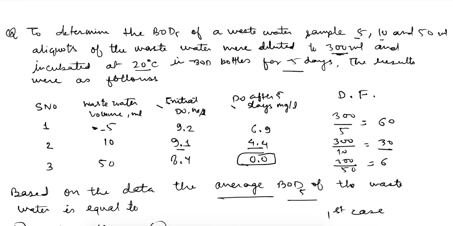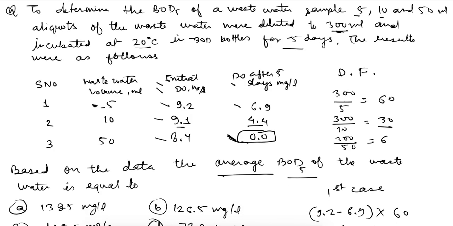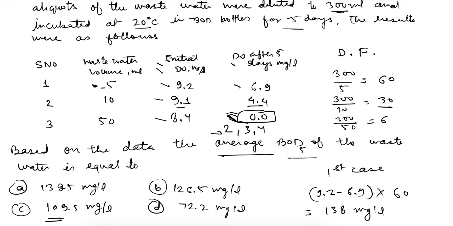Now in the question it is saying that we have checked the sample, I mean initial DO we checked, that is this 9.2, 9.1, 8.4, and after 5 days we checked. So after 5 days we are finding the DO in this bottle is 0. But are we sure that this happened on the 5th day itself? It could have happened on the 2nd day, it could have happened on the 3rd day or 4th day. We don't know about that because we checked after 5 days. So we are not sure when this went to 0, and maybe the requirement of DO was more, so because of that it went to 0.